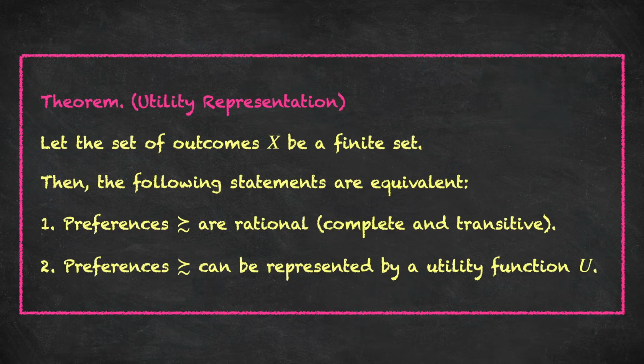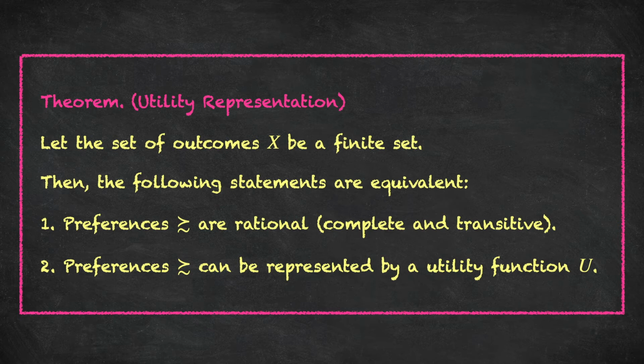So now let's state the most basic utility representation theorem. This is as follows. Let the set of outcomes X be a finite set. Then, if we're dealing with a finite set of outcomes, the following statements are equivalent. Statement 1, that preferences are rational in the sense of satisfying axioms 1 and 2, they are complete and transitive. And the second statement, which is equivalent to preferences being rational, is that preferences can be represented by a utility function, capital U.